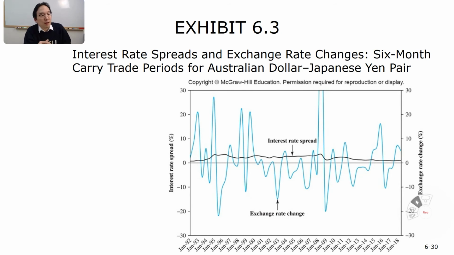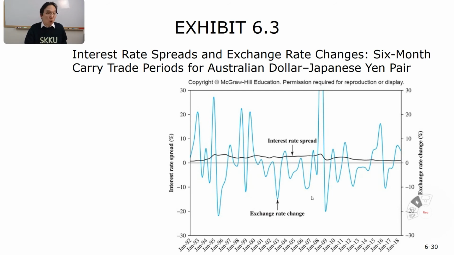Now, exhibit 6.3 shows the interest rate spread and exchange rate changes for 6-month carry trade periods for the Australian dollar and Japanese yen. So the interest rate spread, Australian dollar minus Japanese yen, right? That's this black solid line. It has been very stable, okay? And then the blue line is the exchange rate change between Australian dollars and Japanese yen. Okay, it fluctuates like crazy.